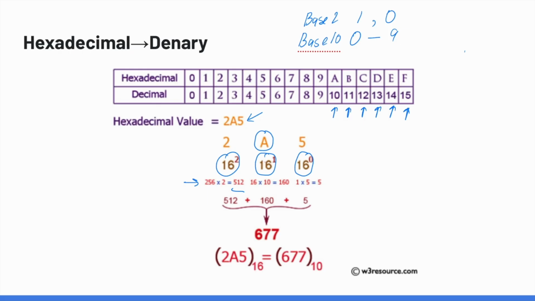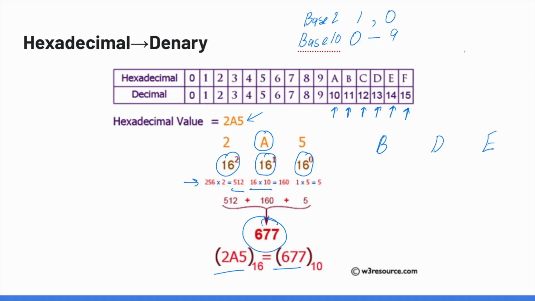So in this case, we'd multiply 16 to the power of 1 times 10, which equals 160. And then right here, we just have 16 to the power of 0 times 5 equals 5. We'd add those up to get 677. So 2A5 in base 16 is going to be 677 in base 10. Let's take a look at another example just to make things clear. So let's say we have the hexadecimal value, and I'll go ahead and space these out a little bit more so we have some room to work with them. So we have B, D, and E.